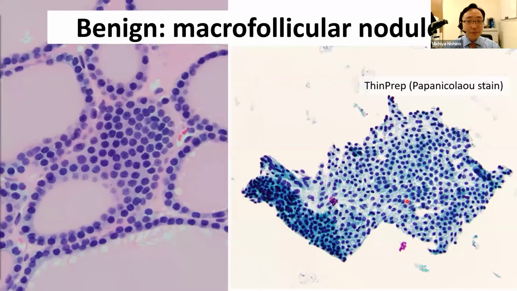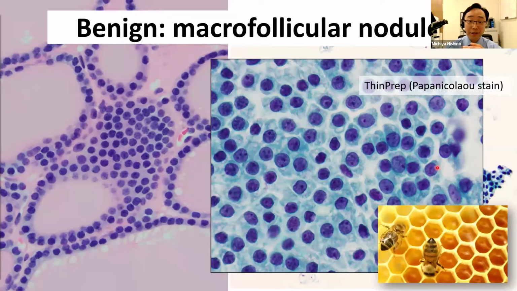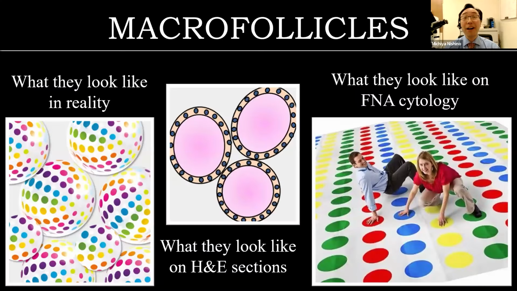And these follicular cells are arranged in flat sheets with evenly spaced nuclei. And these nuclei are small, they're round and dark, evenly spaced from one another, resembling a honeycomb-like structure. And just keep in mind that in real life, macrofollicles are spherical. Right? They're like beach balls that are covered by evenly spaced polka dots representing nuclei. And of course, on histologic cross-sections, these spheres look like circles that are lined at the periphery by nuclei and filled with colloid.